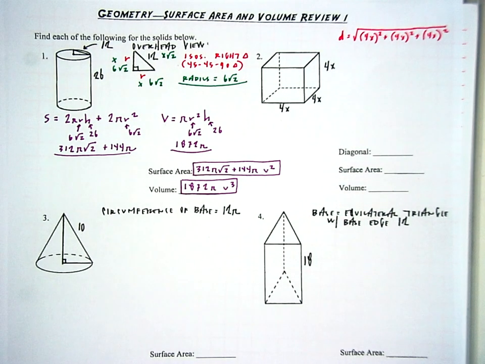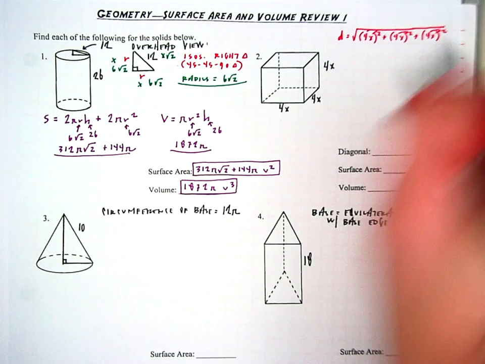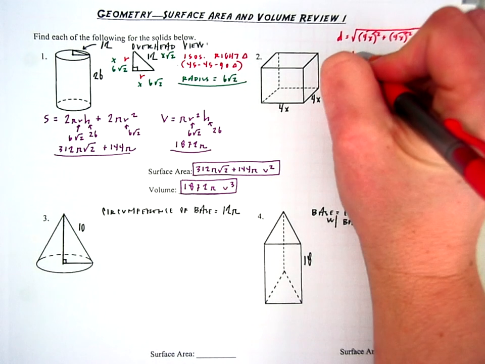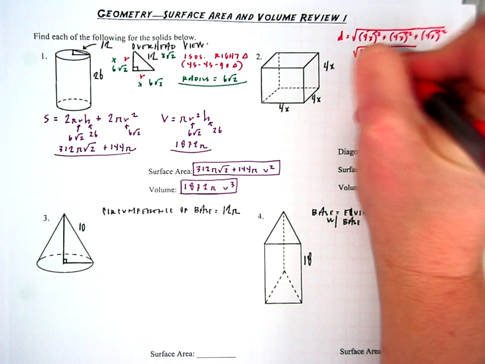So now it's really an algebra problem from this point on. So I can distribute that exponent of 2 to both of my items inside of the parentheses. So in my next stage, I really have 16x squared 3 times.